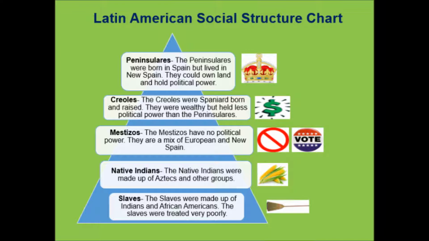Second is the Creoles. The Creoles were Spaniard-born and raised. They were wealthy but held less political power than the Peninsulares. For our symbol, we have a money sign to indicate that they were very wealthy.